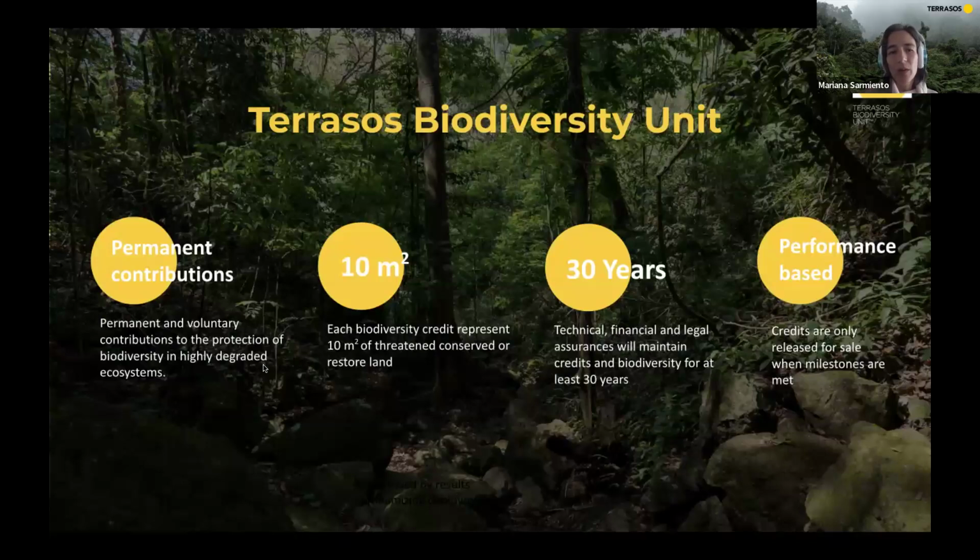So summarizing what that is, it's a permanent contribution, it's 10 square meters, 30 years, and it's performance-based. The TEBUs that are out there for sale right now, for example, already represent ecological outcomes that have been achieved. And now I'm going to explain a little bit how that works.